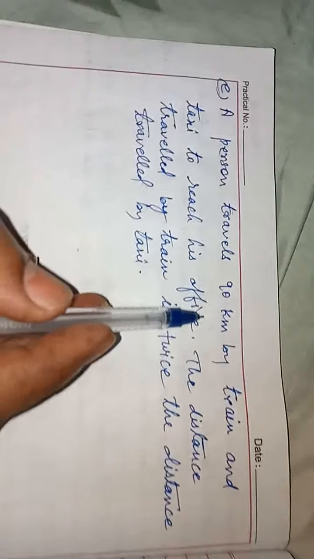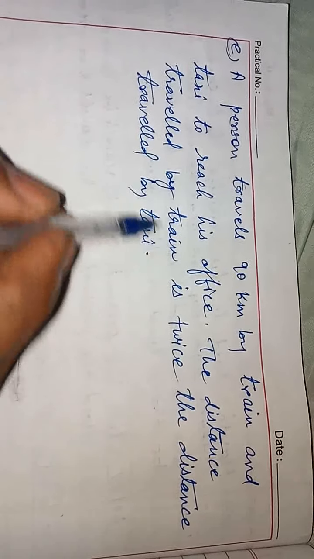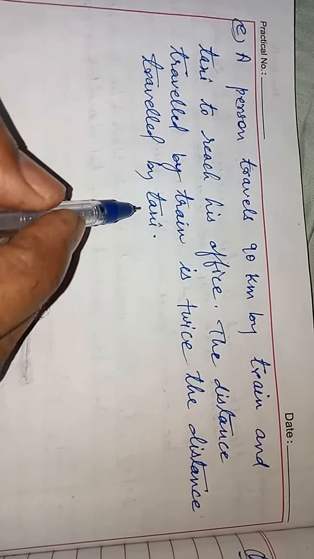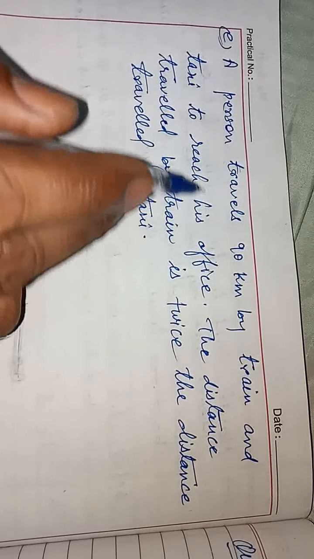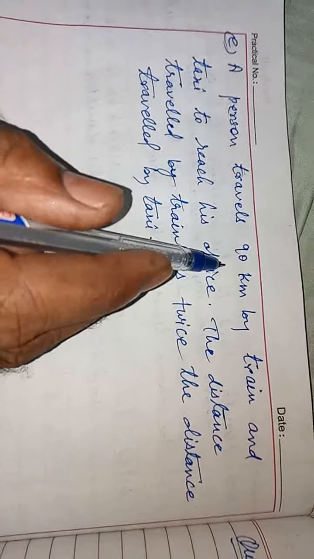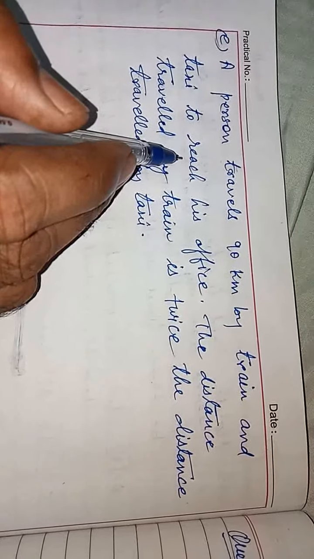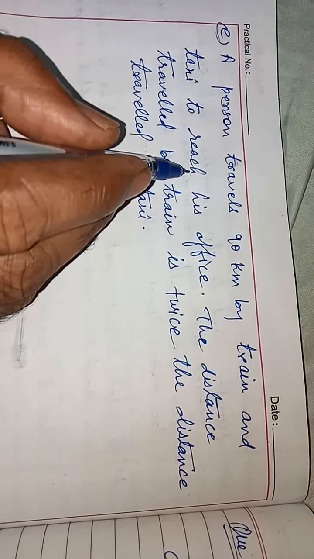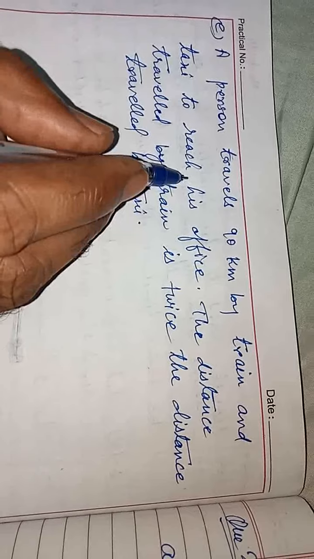Question number E is given. A person travels 90 km by train and taxi to reach his office. The distance traveled by train is twice the distance traveled by taxi. Here 90 km is the total distance traveled by the person by train and taxi, but it is not given how many kilometers he travels by train and by taxi.